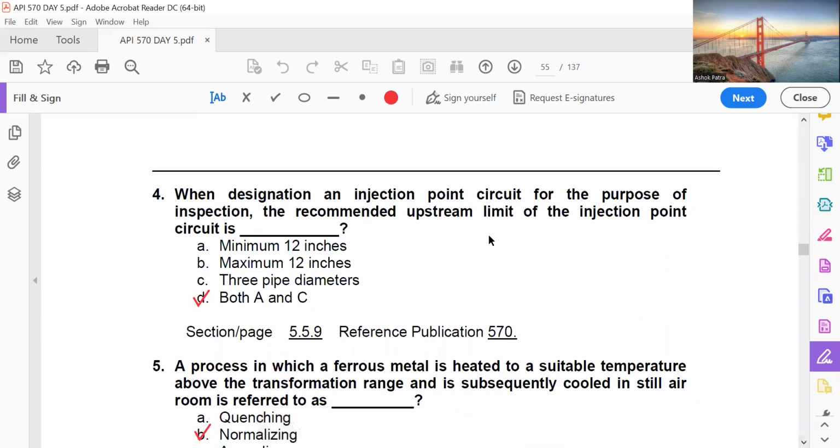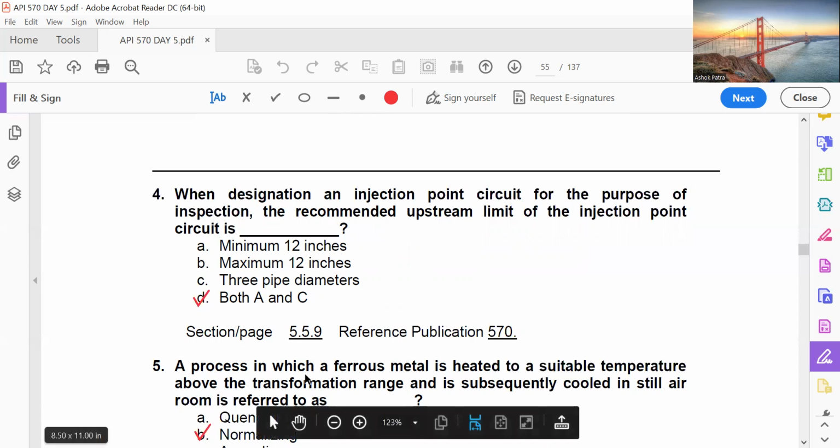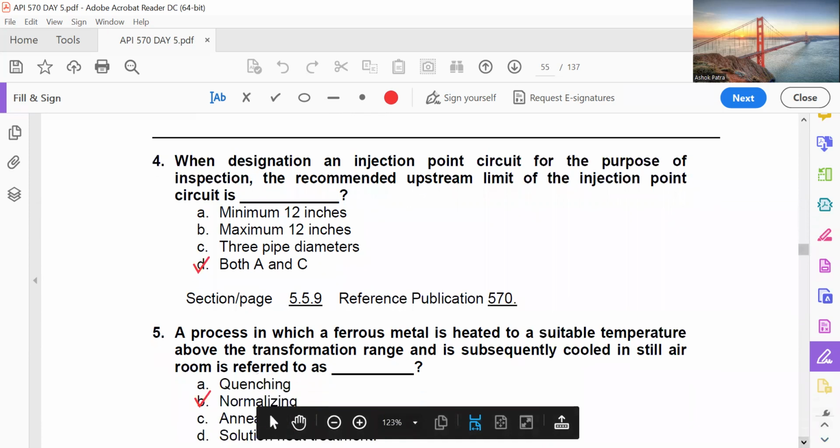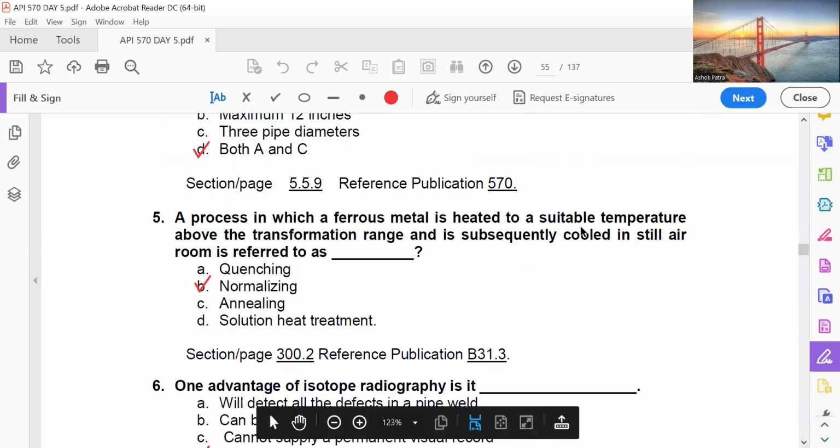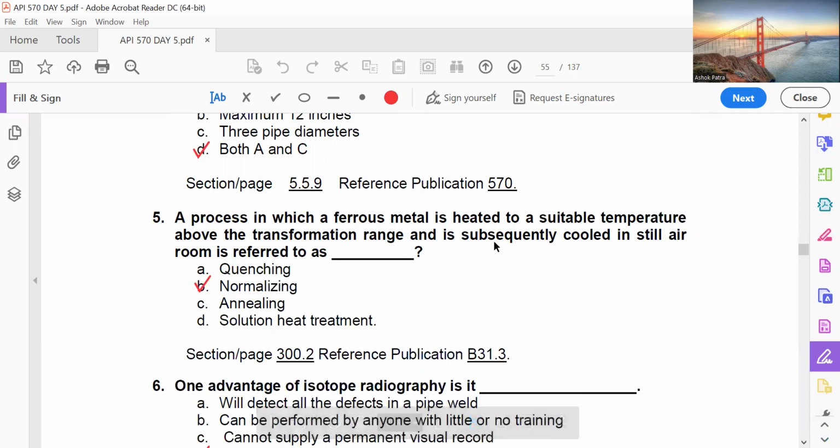When designating an injection point circuit for the purpose of inspection, the recommended upstream limit for the injection point circuit is minimum 12 inches or 3 pipe diameters. If it is more than that, then greater of the two. The process in which the ferrous metal is heated to a suitable temperature above the transformation range and subsequently cooled in still air is normalizing.